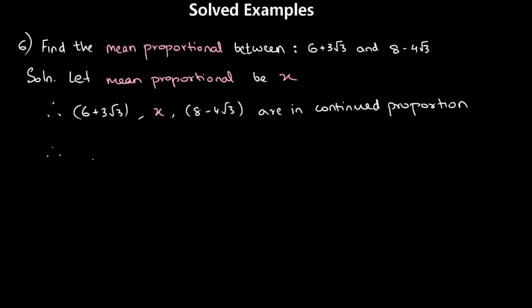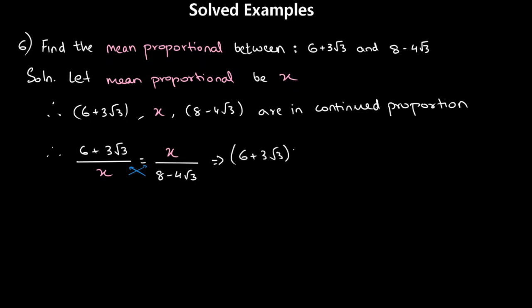And this means that 6 plus 3 root 3 divided by x is equal to x upon 8 minus 4 root 3. Remember, a ratio of the first and the second is equal to the ratio of the second and the third in the case of continued proportion. Now, if I want to find the value of x, I would need to cross multiply my terms. So on my left hand side, I have 6 plus 3 root 3 into 8 minus 4 root 3, and that is equal to x into x, which will give me x squared.